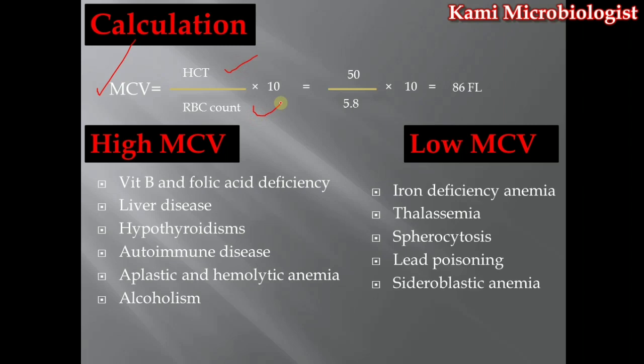As we already talked about, HCT means hematocrit or packed cell volume. If you don't know about that, I recommend you go back to my channel and watch the video lecture on what is HCT or hematocrit. Now we have to divide the hematocrit value by the RBC count and then multiply it by 10. So let's suppose the hematocrit value is 50 and the RBC count is 5.8. Then we divide and after that we multiply, and we will get the value 86 femtoliter, which is in the normal range.